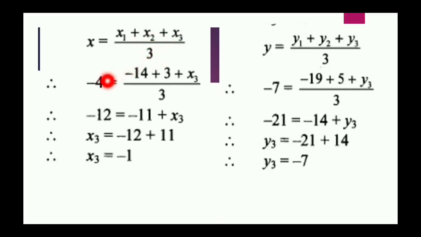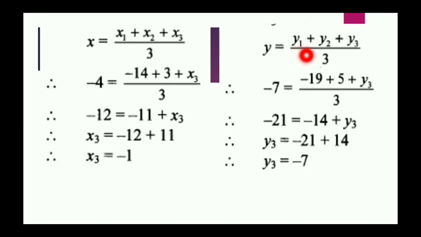Whatever values we know, we will substitute. -4 is equal to -14 plus 3, and x3 we have to find because this is the coordinate of C, right, upon 3. So when I bring this 3 to this side, multiply -4 by 3, which is -12, is equal to -11 plus x3. x3 is equal to -12, and when I bring this 11 to that side, plus 11. So x3 is equal to -1.